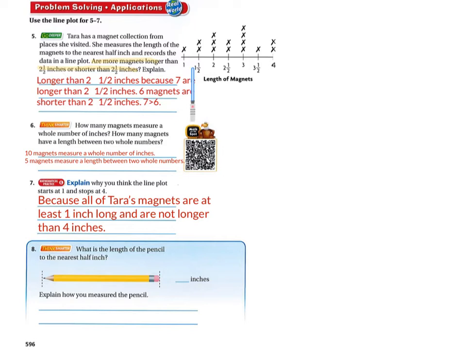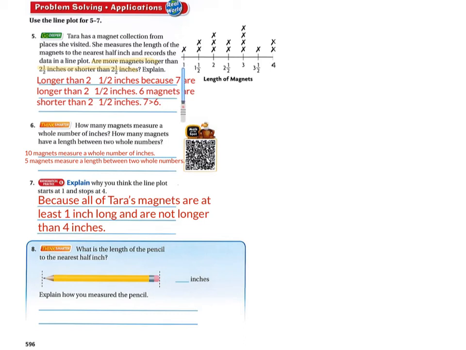So first of all, when we're making a line plot, we always want to start at the lowest data point that was collected. So here in our line plot, we were collecting length in inches. So Tara's shortest magnet was 1 inch. She's going to start at 1. So that kind of answers the first part of our question. We wanted to start at 1 because they are all at least 1 inch. There were no other magnets that were shorter than 1 inch.